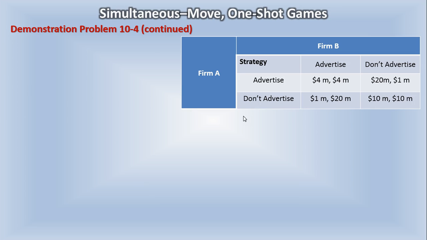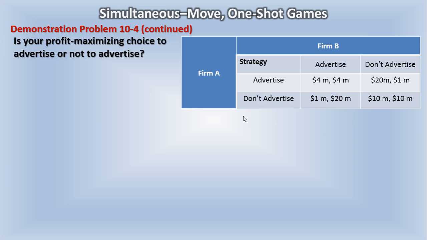Again, firm A can either advertise or not advertise. Firm B, the same. If they both advertise, they both wind up making the same amount of money. If neither of them advertises, they actually wind up making more money because they don't have to spend money on advertising. If firm B advertises and firm A does not, firm B gets most of firm A's customers, leaving firm A with very little profit. And the game is symmetric, so the same is the case if firm A advertises and firm B does not advertise. So the question is, what is your profit-maximizing choice: to advertise or not to advertise?